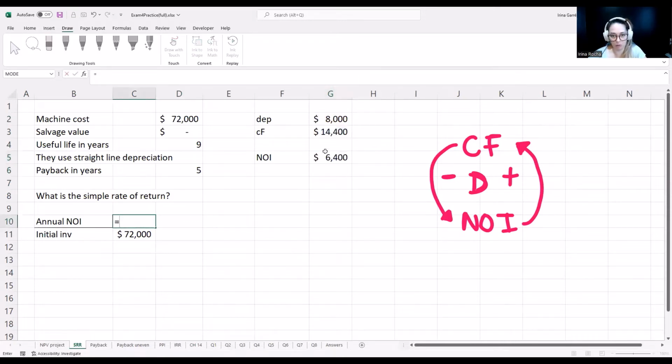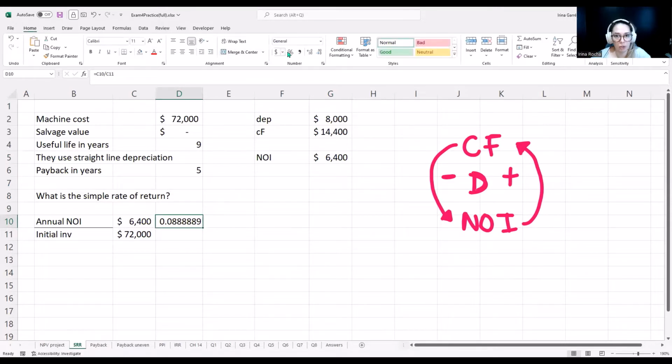So we just divide those numbers. I divide this by my annual net operating income and my initial investment, and I'm going to get this decimal number, because the simple rate of return is usually expressed as a percentage. That's the answer. And this is the right answer. So look how interesting. This little thing she posted really helped me a lot.